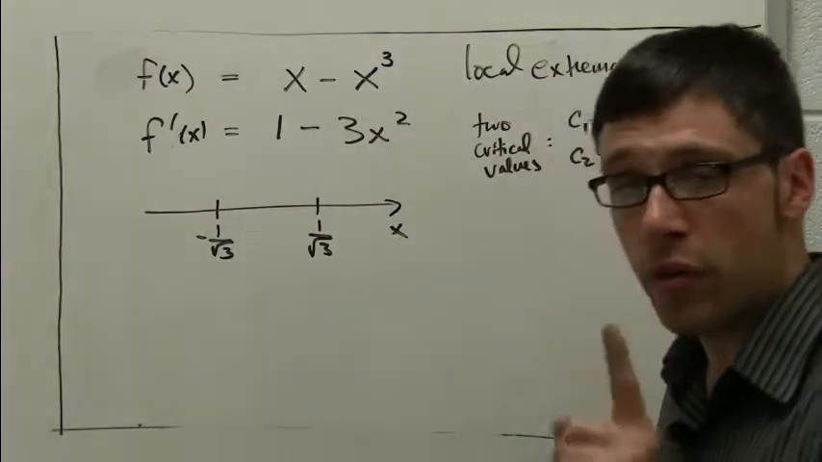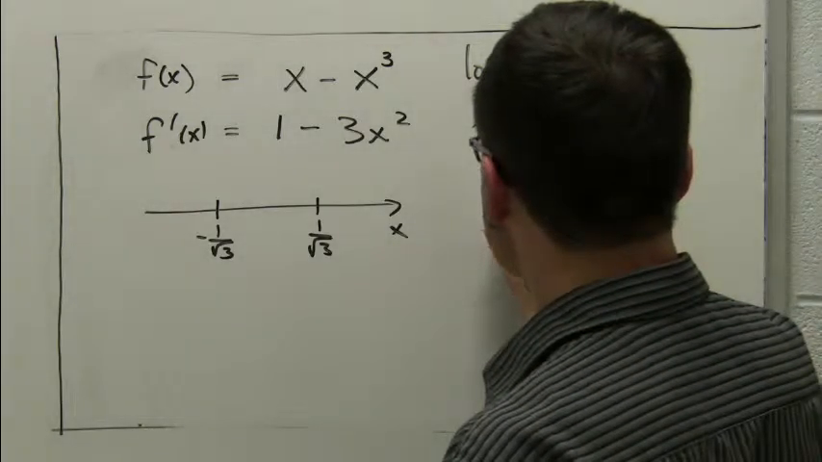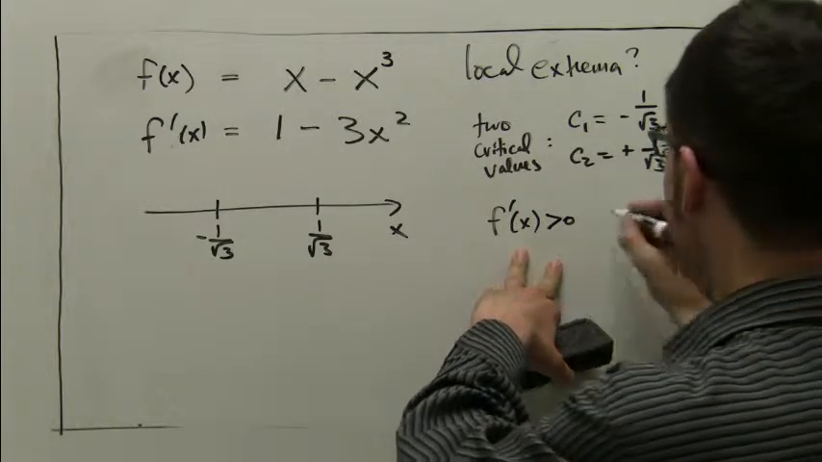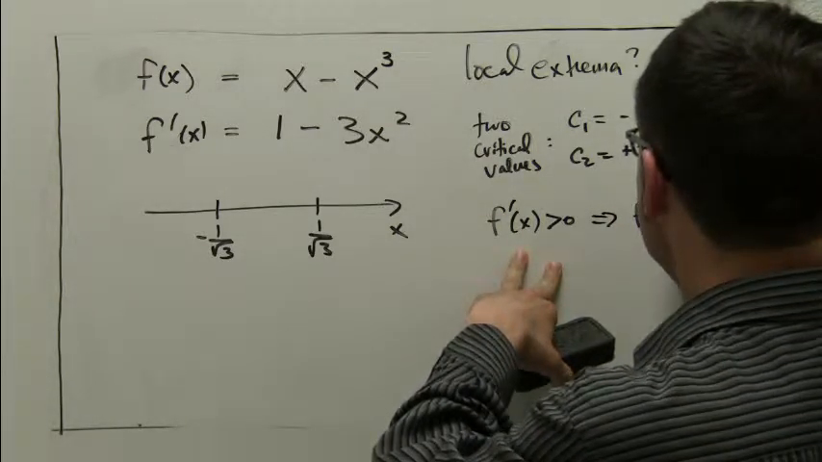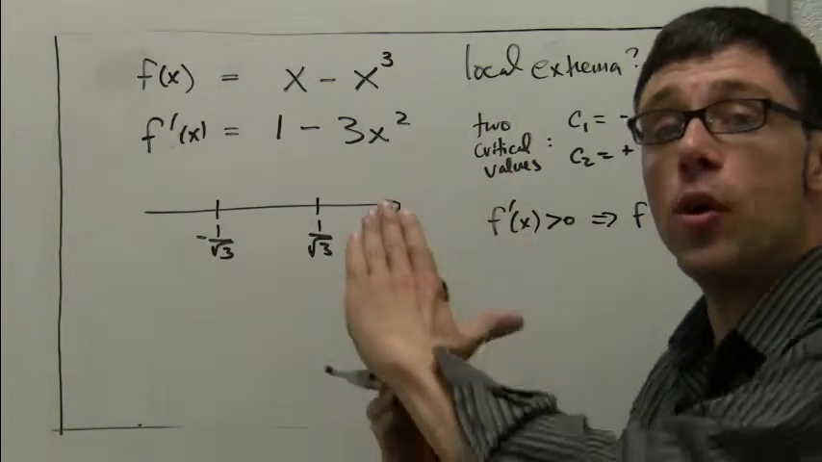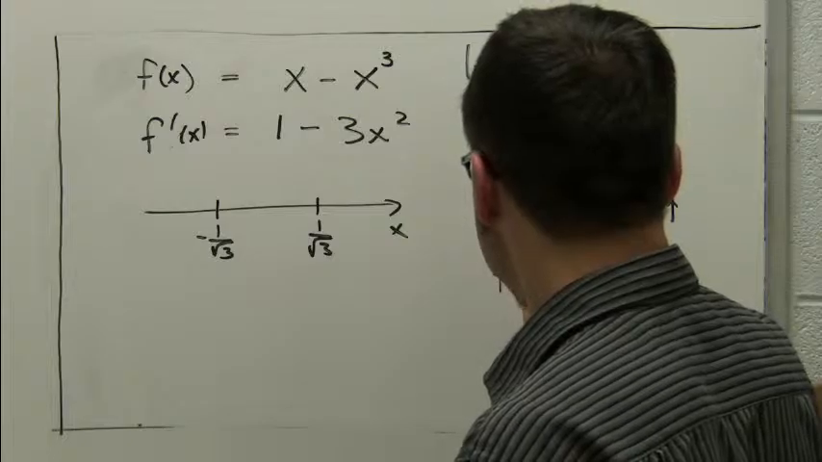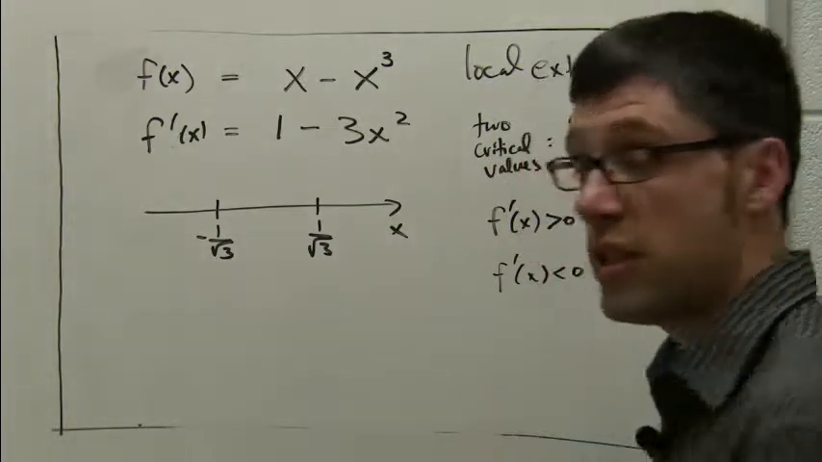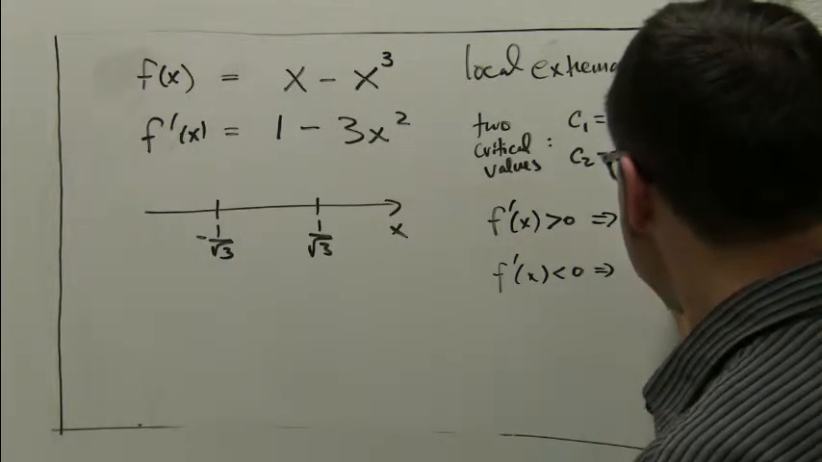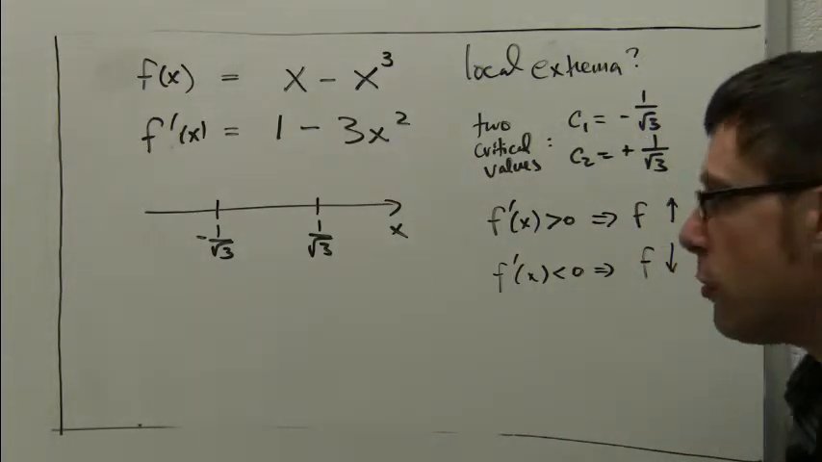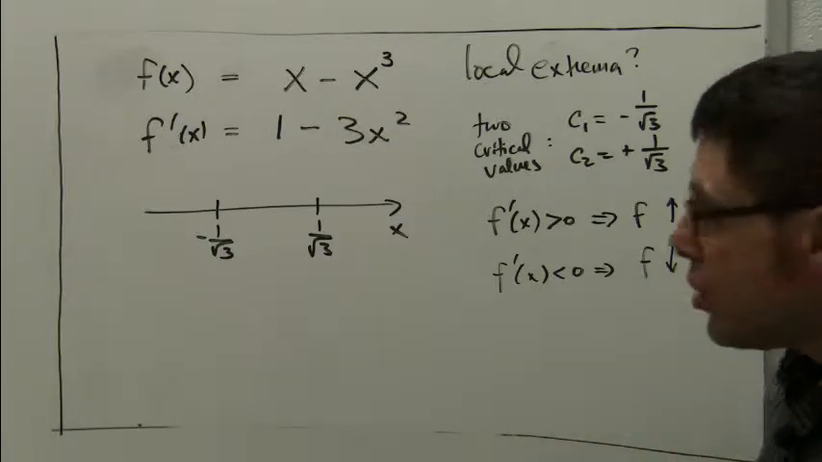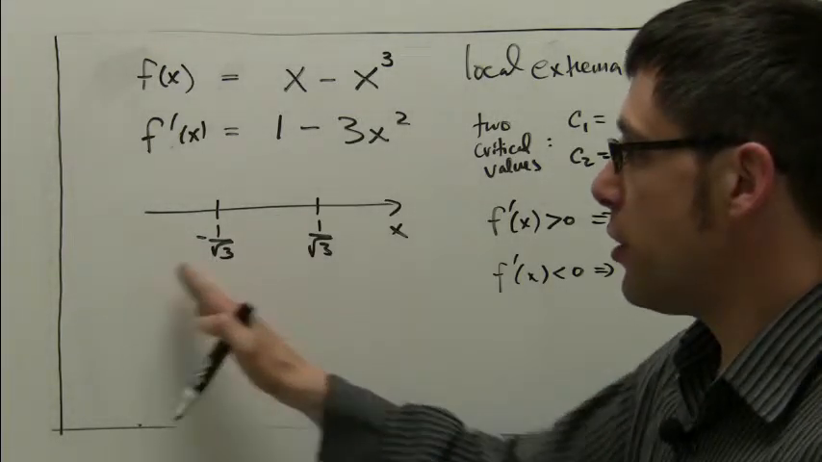So remember, the first derivative test tells me that if the first derivative is positive for some x value, that implies that the function is increasing, because the slope lines are positive, the function is going up. And if the first derivative is negative, for the same reason, if the slope lines are down, the function is decreasing. So what I need to do is determine the sign of the derivative as a function to know what the function is doing before and after these critical values.